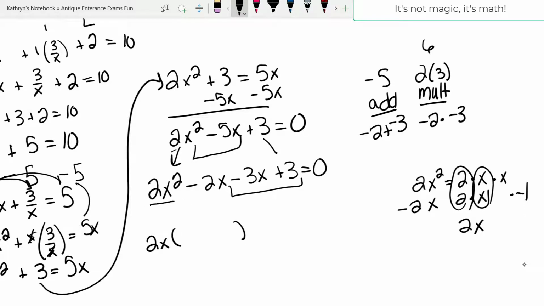Now I divide each piece by 2x. 2x squared divided by 2x is x. Negative 2x divided by 2x is negative 1. Now we're going to do the same thing for the other side.